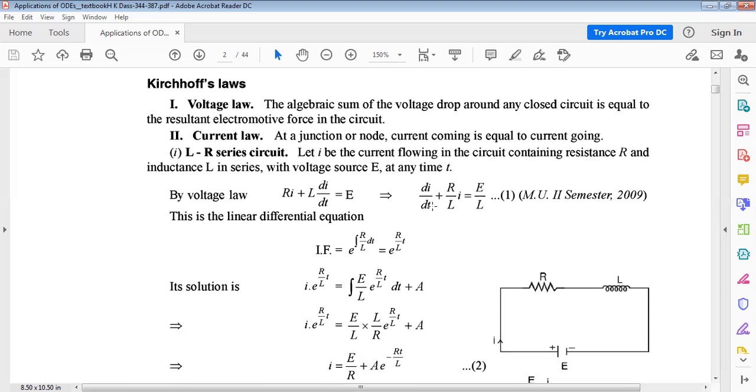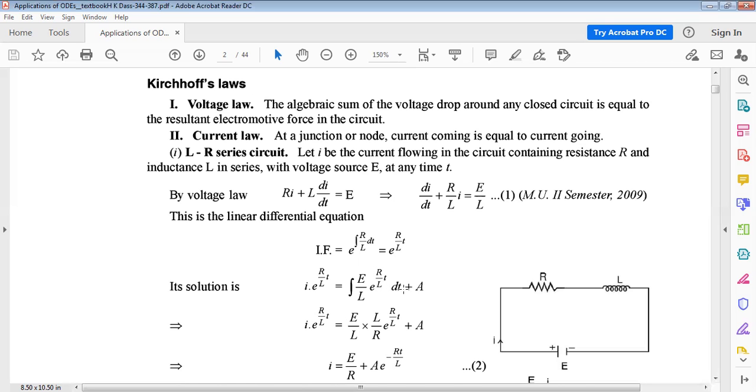Here t is the independent variable and I is the dependent variable. So single independent and single dependent, so it is an ordinary differential equation of first order, only first derivatives present. So the integrating factor will be e to the power integration of p dt, which with respect to time t will be e to the power R by L t. Its solution will be: dependent variable into integrating factor equals integration of right hand side into integrating factor.